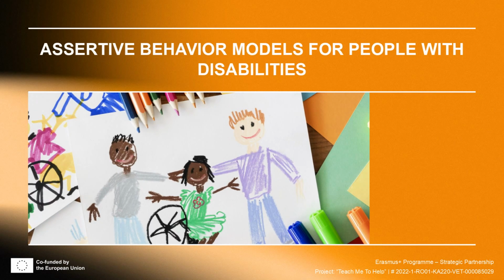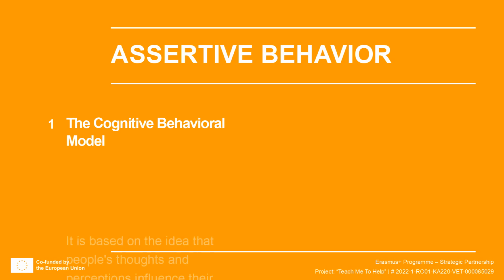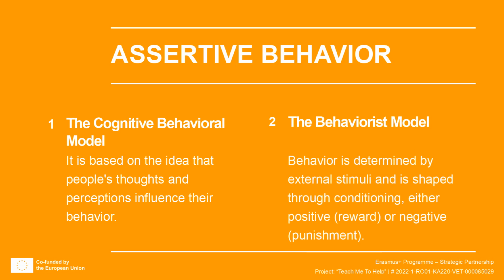Assertive behavior models for people with disabilities. 1. The cognitive behavioral model. It is based on the idea that people's thoughts and perceptions influence their behavior. 2. The behaviorist model. Behavior is determined by external stimuli and is shaped through conditioning, either positive, reward, or negative, punishment.